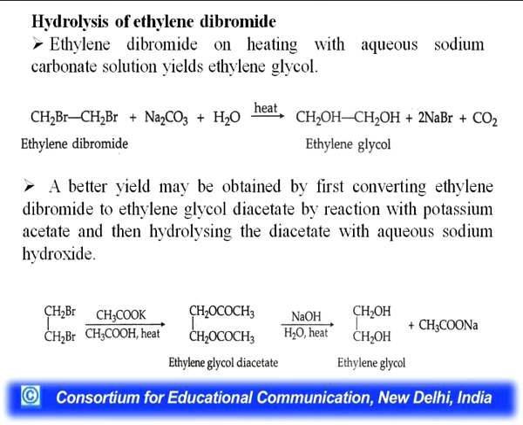A better yield may be obtained by first converting ethylene dibromide to ethylene glycol diacetate by reaction with potassium acetate and then hydrolyzing the diacetate with aqueous sodium hydroxide. Here is the reaction. Ethylene dibromide reacts with potassium acetate along with acetic acid and heat, and first of all gives ethylene glycol diacetate, that is an ester. When it reacts with sodium hydroxide, it gives ethylene glycol along with sodium acetate.